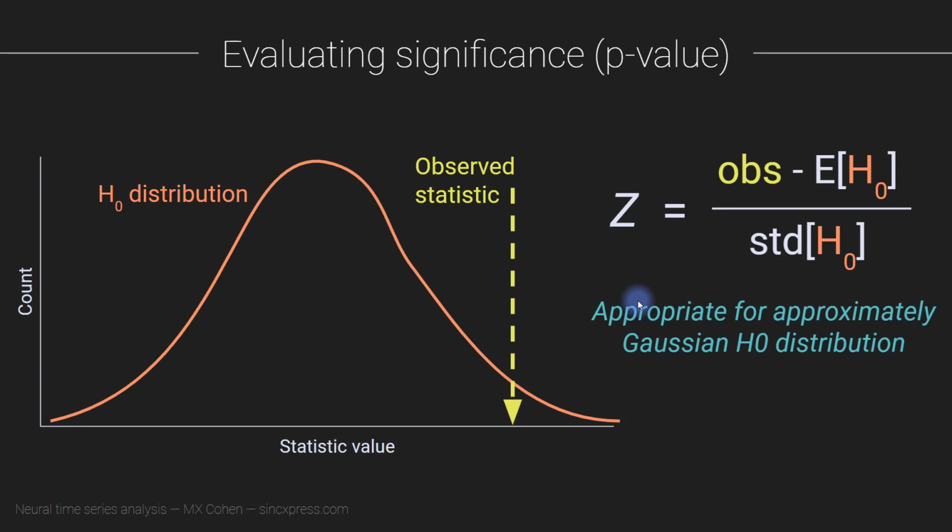Now, one thing to keep in mind is that this formula is appropriate only for null hypothesis distributions that are approximately Gaussian distributed.